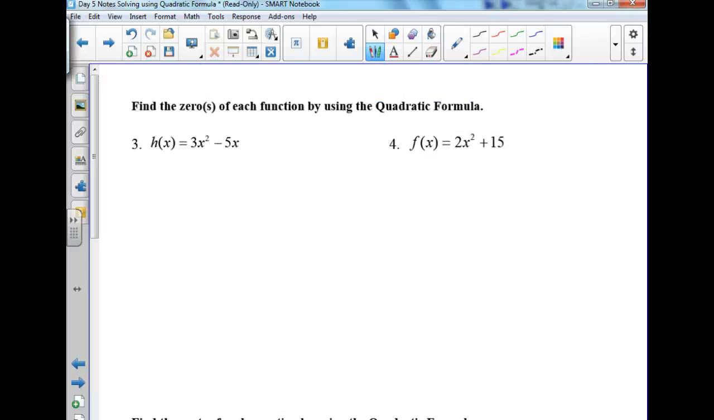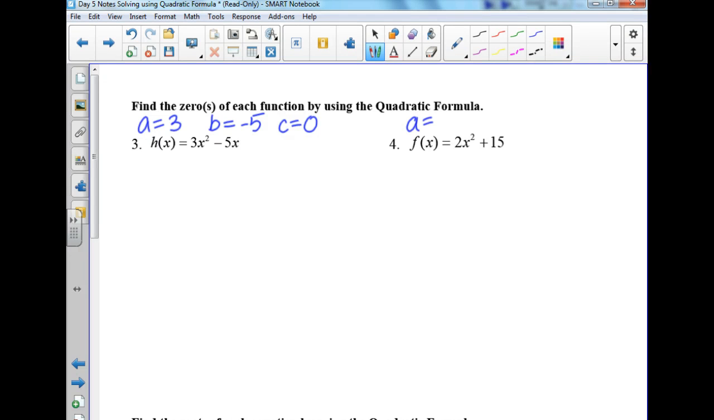Okay, so on the back, number 3, let's first identify our values here. What does A equal? 3. What does B equal? -5. And C equals 0. Okay, so remember, it's ax squared plus bx plus c. So in this case, c is 0. Let's go do number 4 while we're at it.